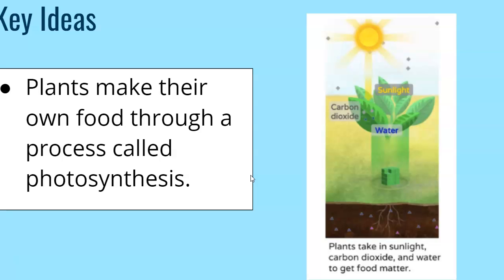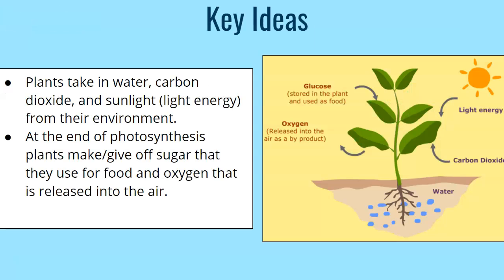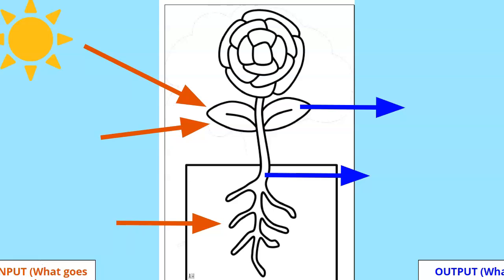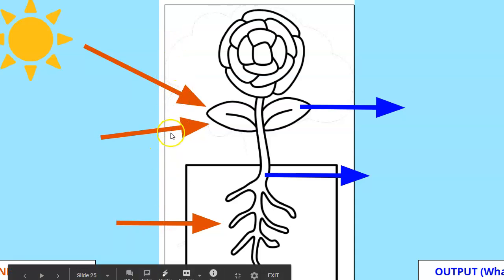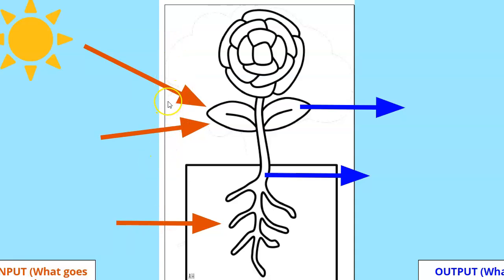So, some key ideas. Plants make their own food through a process called photosynthesis. Plants take in water, carbon dioxide, and sunlight from their environment. At the end of photosynthesis, plants give off sugar they use for food and oxygen that is released in the air. So we're going to look here at a plant. On this side here with my orange arrows, this is my input, so what goes in. And then here on my blue side, we have what goes out.